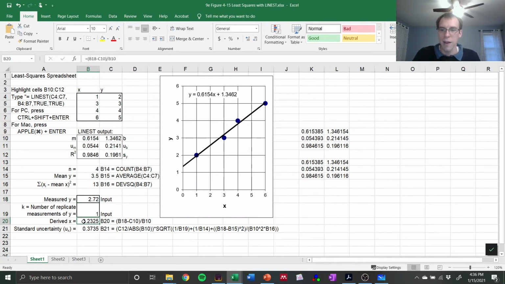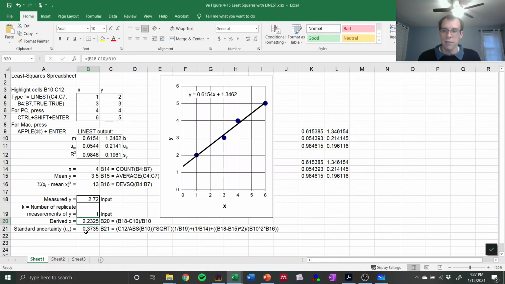So then our derived x value is based on the equation of our line. y equals mx plus b, and we just solve for x. So we get y minus b divided by m, or B18 minus C10, y minus b divided by m. That just gives us the x value from the equation of our line.